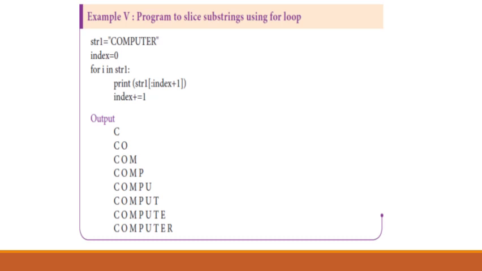Then again we are incrementing the index value by 1. Next again it will come to the print statement. Here the start index value is 0 and the end index value is what? 2 minus 1. So it will print from the 0th position character C and the first position character O. Like that it will be incremented till it reaches the last character. So we will get the output computer in the desired format.